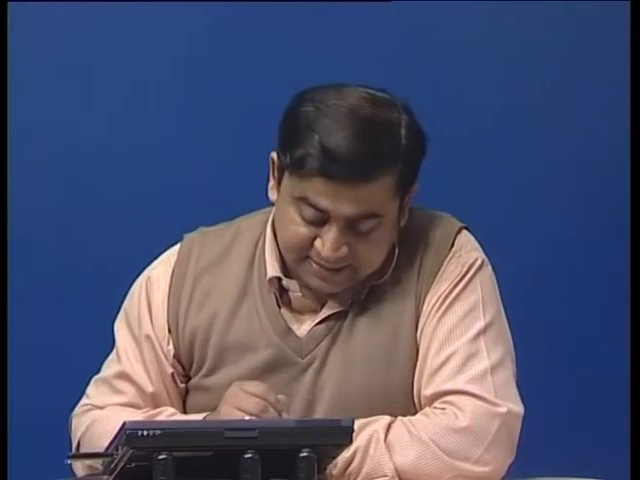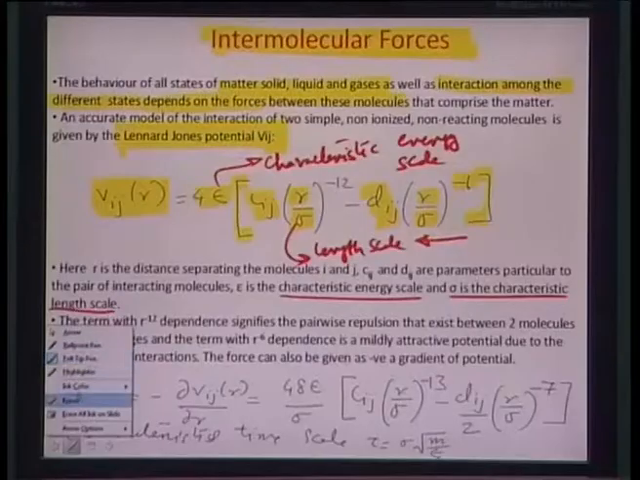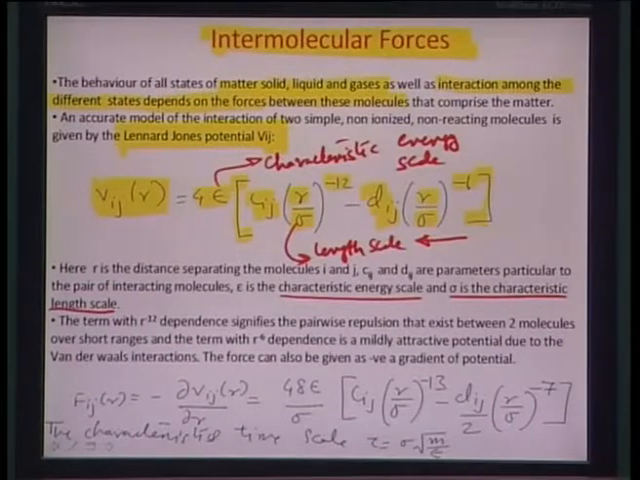Similarly, Vij by epsilon again is a non-dimensional term, because it is a comparison of the potential with respect to an energy scale. That means a value of energy at that particular scale in which all these experiments or all this equation is being used for studying the intermolecular behavior. What is more interesting here is that there are two different terms and dependencies on r by sigma. One is to the power of minus 12, another is to the power of minus 6.